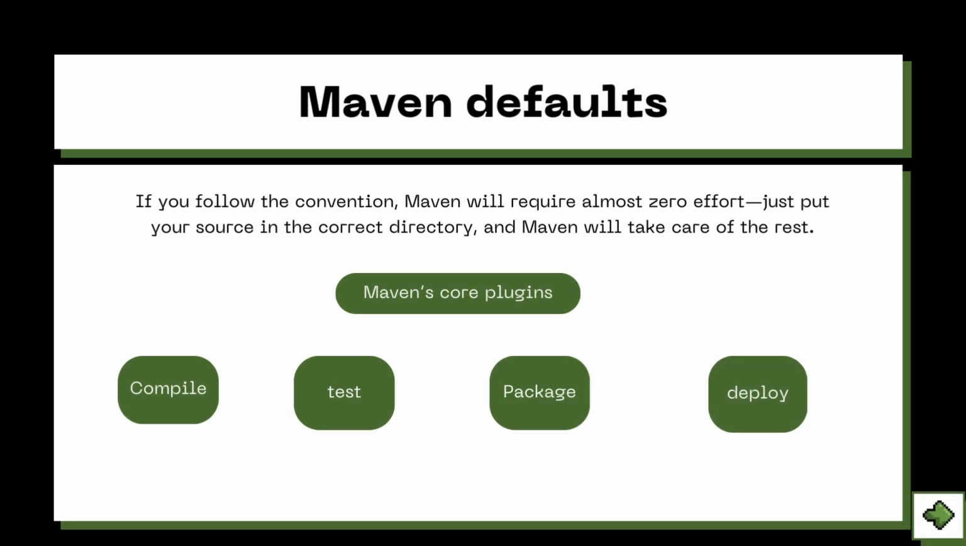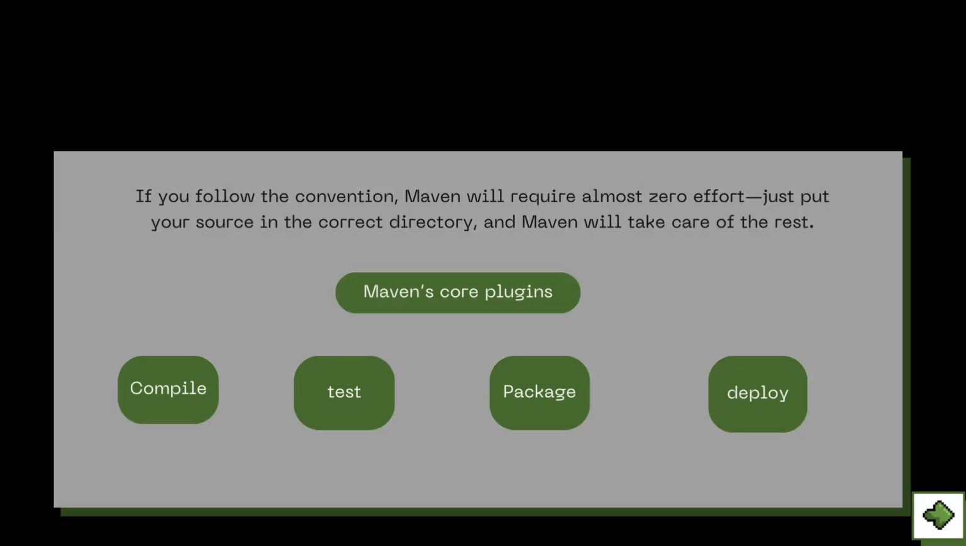Maven's adoption of convention over configuration goes further than just simple directory locations. Maven's core plugins apply a common set of conventions for compiling code, running tests, packaging applications, deploying apps, generating websites, and many other processes. And if you follow the convention, Maven will require almost zero effort. You just put your source in the correct directory and Maven will take care of the rest.